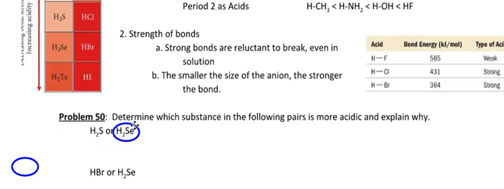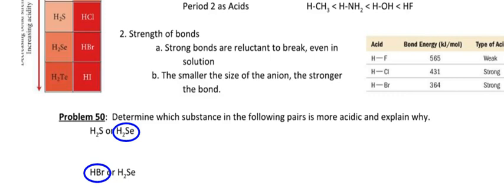hydroselenic acid. What about HBr or H2Se? Now I'm going across the period. Well, the bromide is more electronegative than the selenide, so the HBr is going to be more acidic.